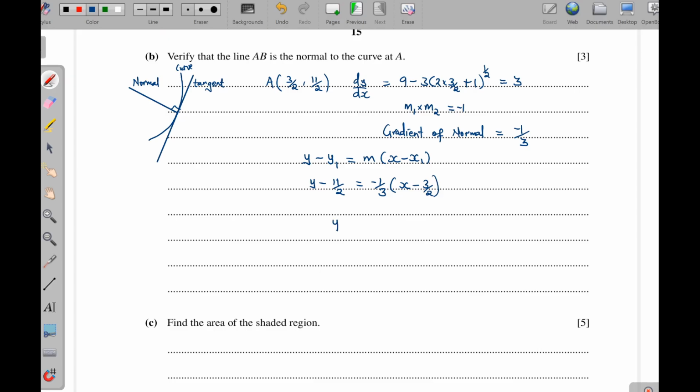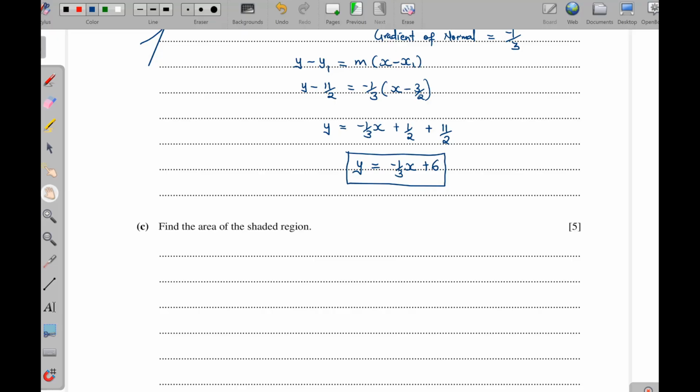Then when we open the brackets, y will be equal to negative a third of x, then plus, when you multiply here, we shall get a half, because a negative multiplied by a negative gives a positive. So that is what we are having here. Then plus 11 over 2, as we take this to this side. So meaning the equation of the normal at A is going to be y equals negative a third of x, plus, this will be 12 divided by 2, that's a 6. So plus 6, that is that.